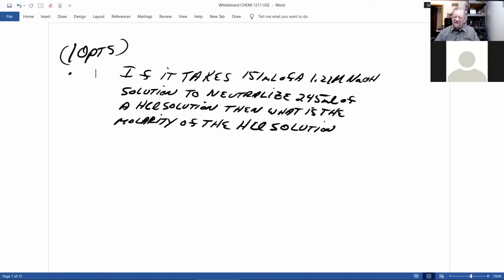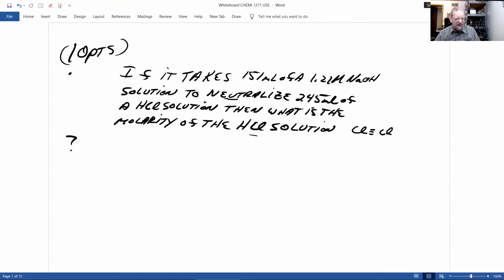One thing I should point out, habits are hard to break: this is equal to, three lines means exact, to C and then an L. So anyways, this is HCl. All right, now let's go through this. It takes 151 milliliters of a 1.21 capital M NaOH solution to neutralize, and that's the key, or I might also write, to change the color of phenolphthalein indicator, which means to neutralize 245 milliliters of an HCl solution. Then what is the molarity of the HCl solution?